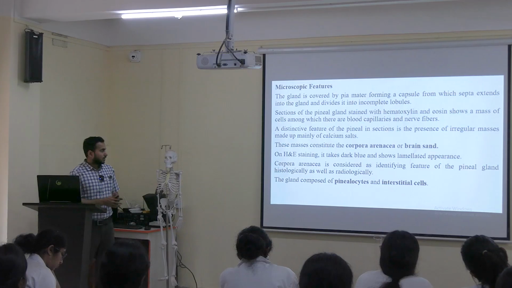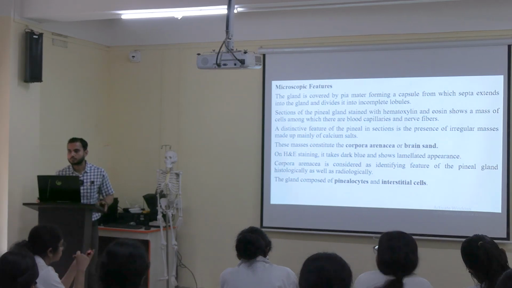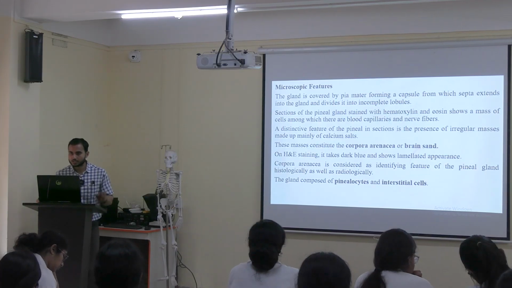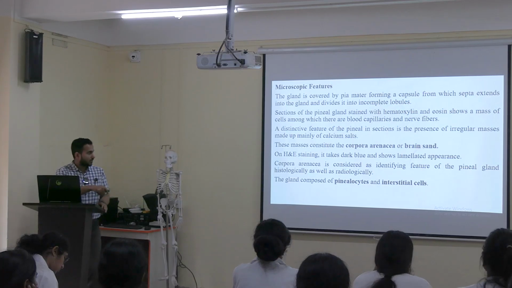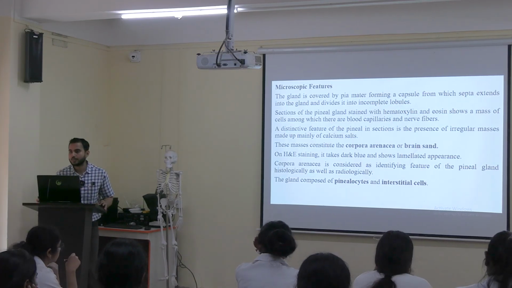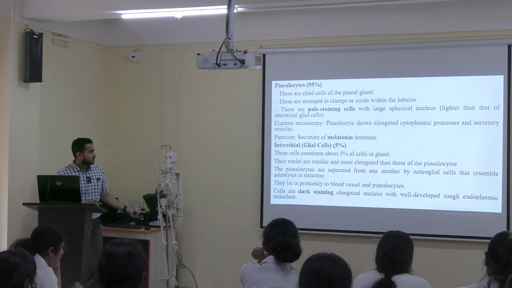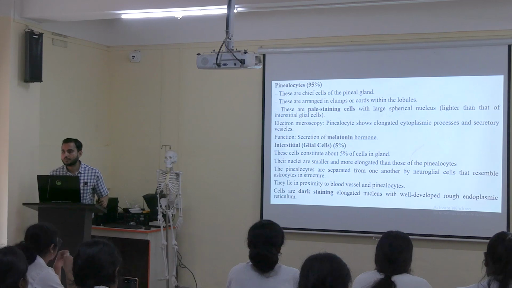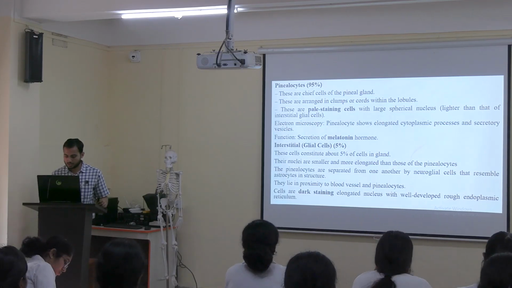Okay? Now these two types of cells, how to identify them under the microscope? If you see the interstitial cells, the supporting cells, they are darkly stained. They have an astrocyte-like appearance, that means star-like appearance. And these pinealocytes are lightly stained, or you can say pale staining. So like this it can easily be identified. Pinealocytes are approximately 95% and 5% are the interstitial cells. So from there also it can easily be identified.